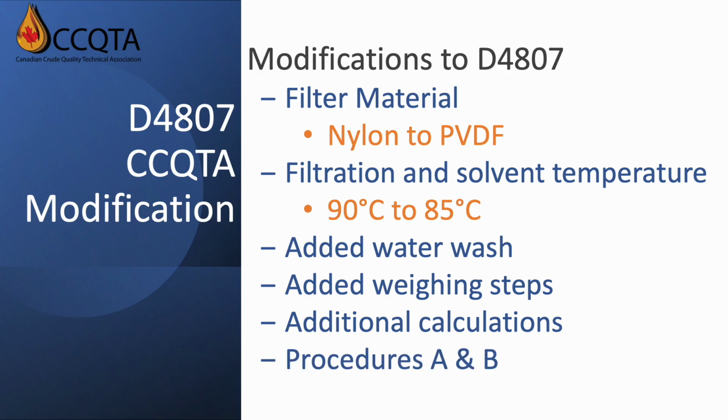Lastly, the modified method has been separated into two procedures. Procedure A provides total toluene and water-insoluble solids, but does not differentiate between the two. Procedure B speciates the toluene-insoluble, water-insoluble, and water-soluble solids. Effectively, Procedure A skips the extra weighing steps and just washes with toluene and then water and weighs the final solids. This is intended as an expedited method where the speciation is not required unless a problem is identified.